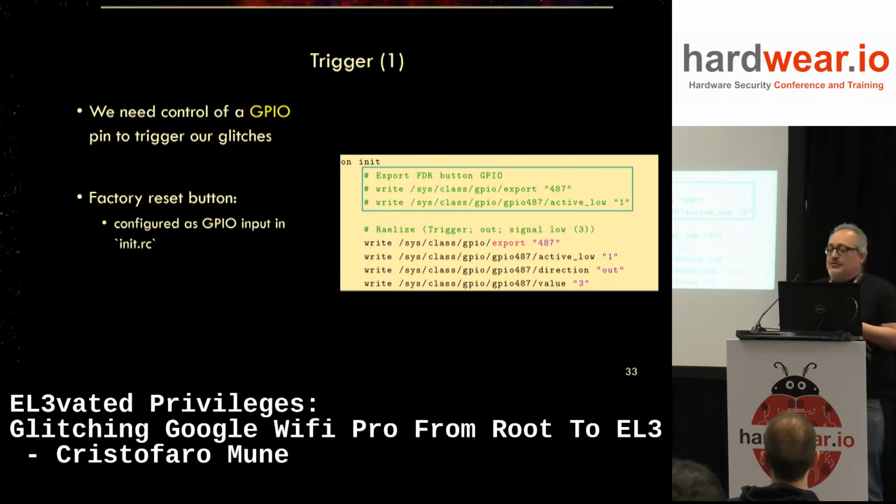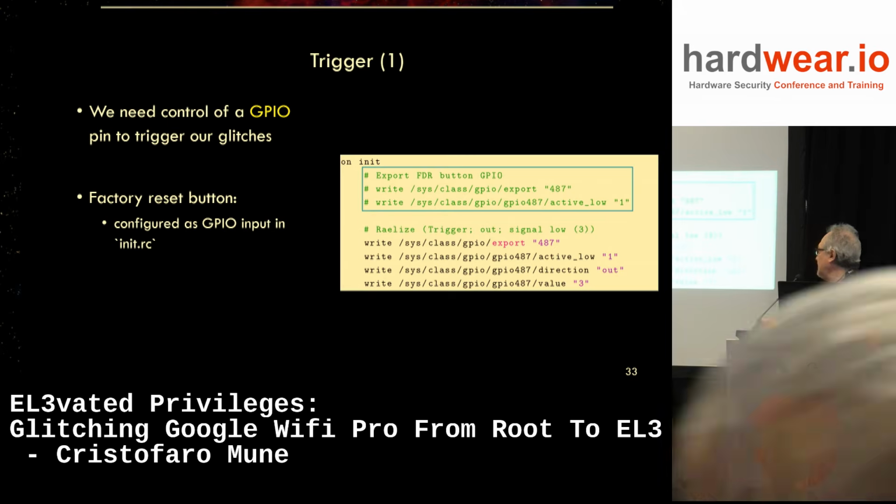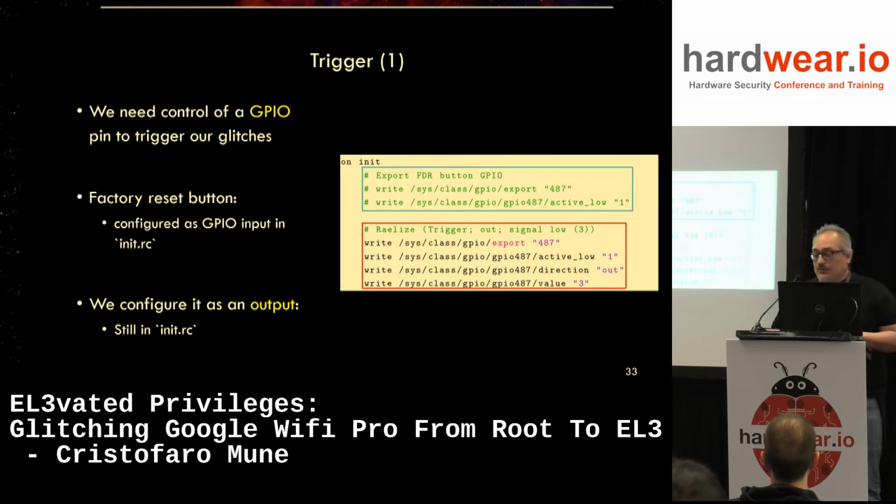We don't have many options, but there is one: the factory reset button that is on the target. There is no actual reset. That is a button, it is a GPIO, and it is exposed in EL3. This is exposed as an input. Why? Because you need to press the button in order to reset it, right? So what we have been doing is that we learned our way to set this GPIO as an output rather than as an input. What you see there are the lines that are needed for configuring that GPIO, the 487, as an output. So this is totally fine.